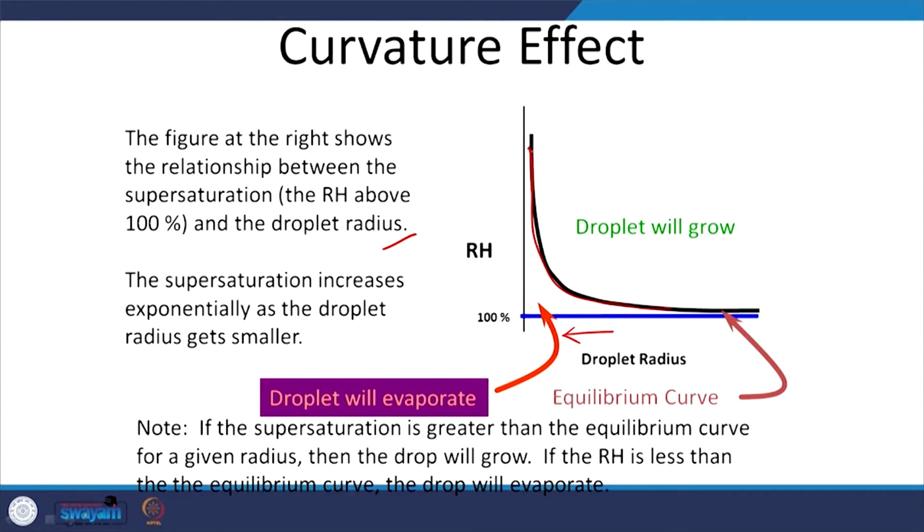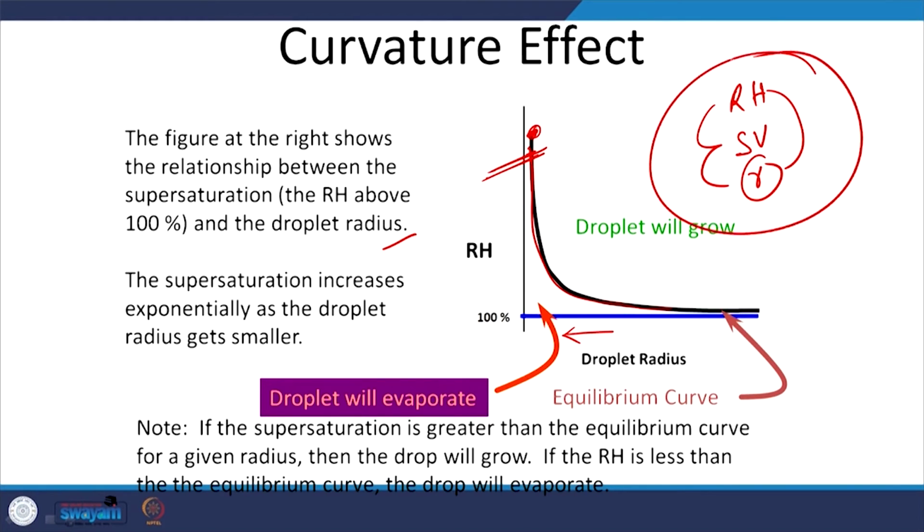So, when the supersaturation increases to very large values at these relative humidities, automatically the droplet will evaporate. So, the radius, the relative humidity and the saturation vapor pressure, these three are interconnected; one has to do with the other, right. These three create what is called the curvature effect. So, if the supersaturation is greater than the equilibrium curve for a given radius, then the droplet will grow. If the relative humidity is less than the equilibrium curve, then the droplet will evaporate.